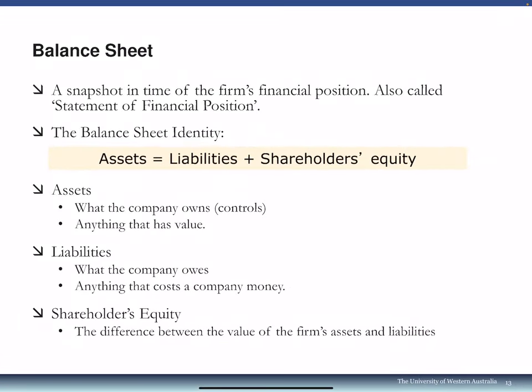So a balance sheet, very importantly, is a snapshot in time of the firm's financial position. Snapshot in time, also called the statement of financial position. And the important formula here we need to know is assets equal liabilities plus shareholders' equity, which is also known as the book value of equity. So assets tell you what a company owns, controls, and anything that has value. Liabilities, what a company owes, anything that costs a company money. And shareholders' equity is the difference between the value of the firm's assets and liabilities.